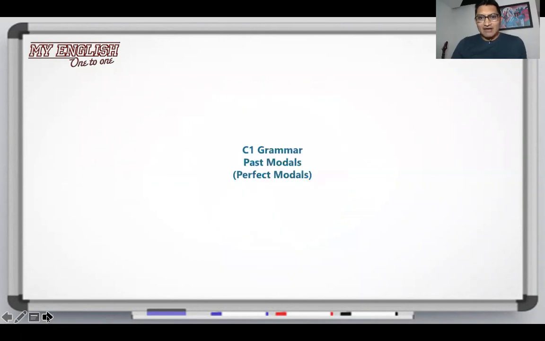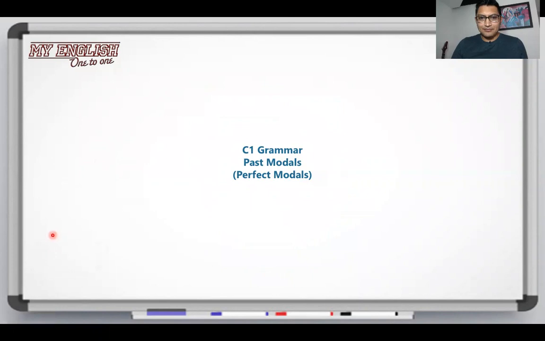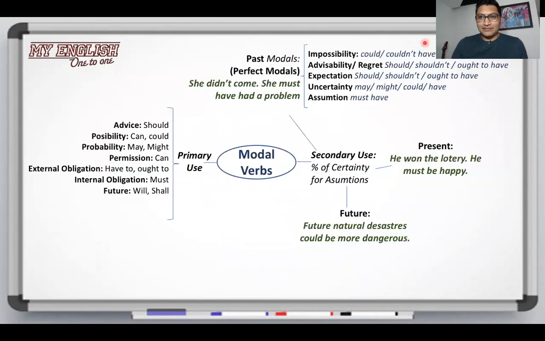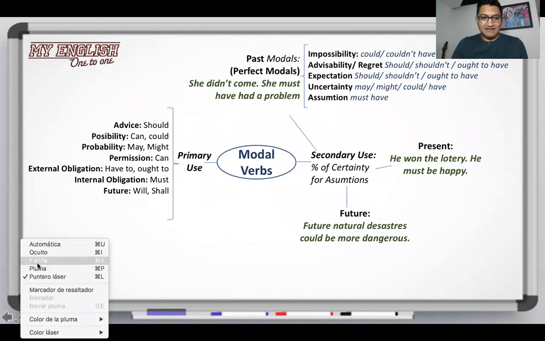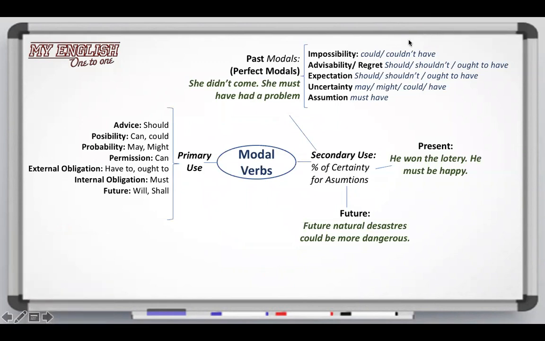Today, we're going to have a class on past modals, or also known as perfect modals. This is a grammar class for level C1. So, let's start by reviewing, or having a general understanding of, the modal verbs.